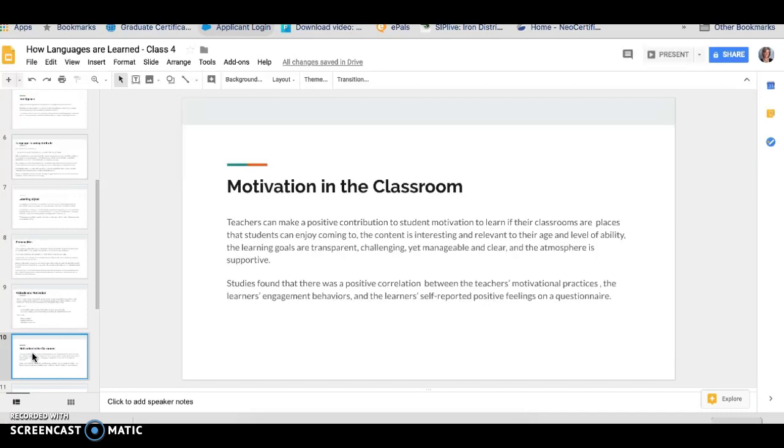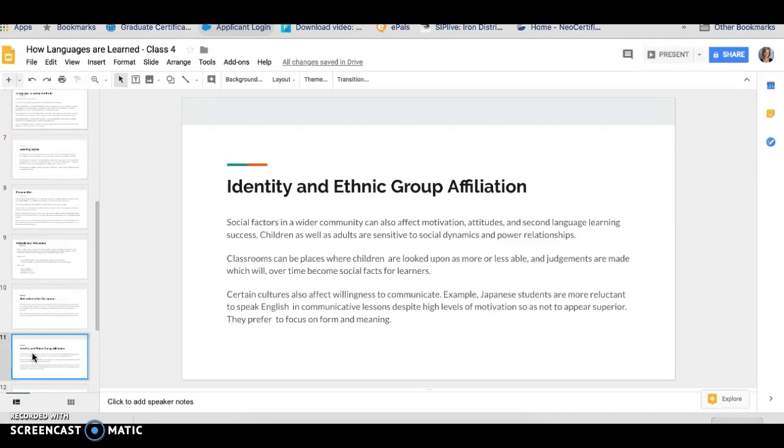Studies found that there was a positive correlation between teacher motivational practices, the learner engagement behaviors, and the learner's self-reported positive feelings about learning. And so teachers continue to play a critical role in that, in our students.